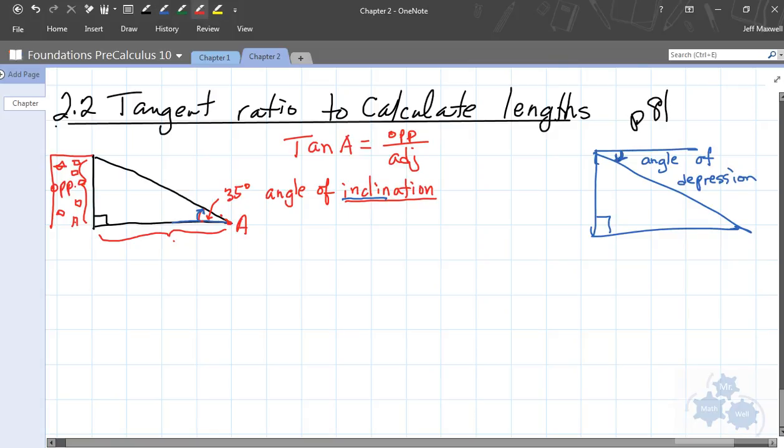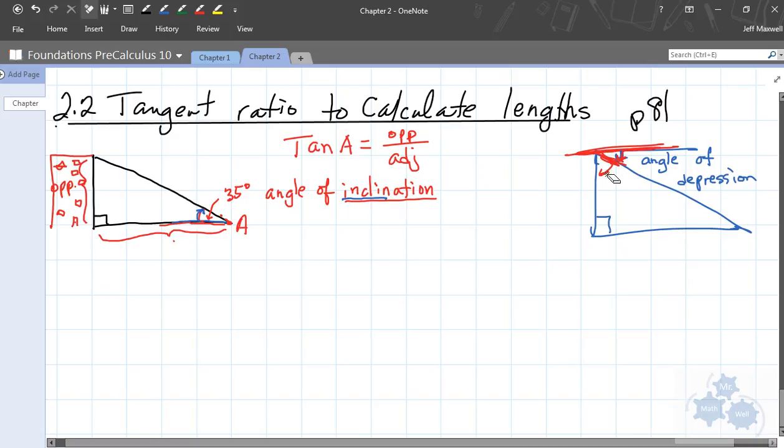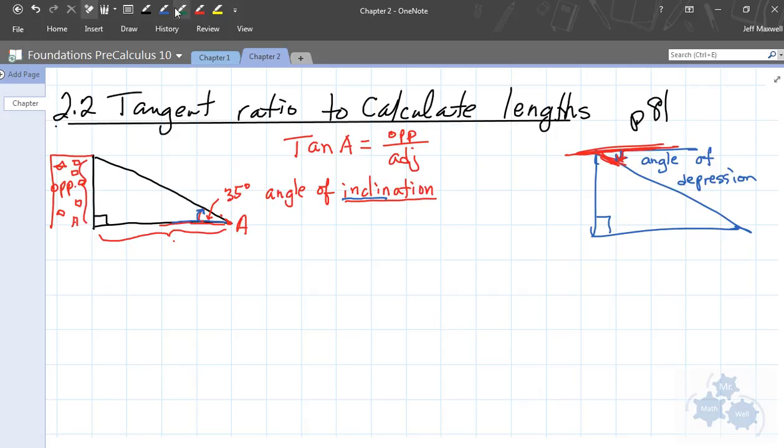Now, it's this angle right here. Remember, everything is from the horizontal in these two situations. This is not the angle of depression right here, because this is not from the horizontal. This is not horizontal, and this is not horizontal. This is the horizontal right here. So again, that's the angle of depression there. This is the angle of inclination. That's just a little aside. You'll see that in your textbook.